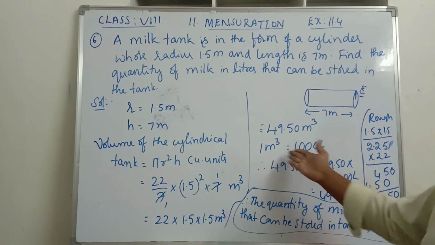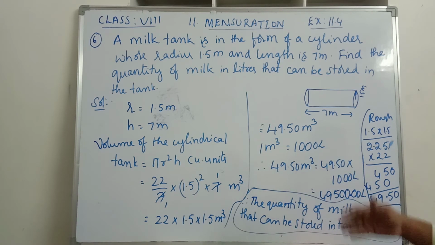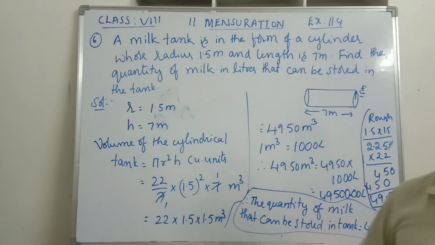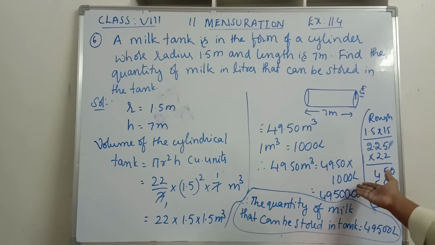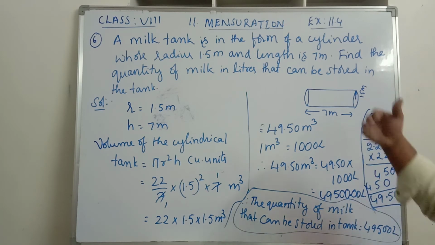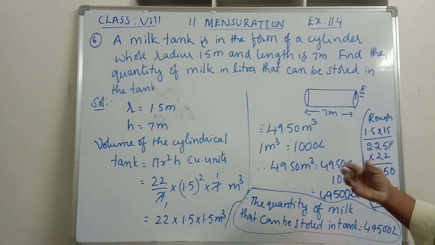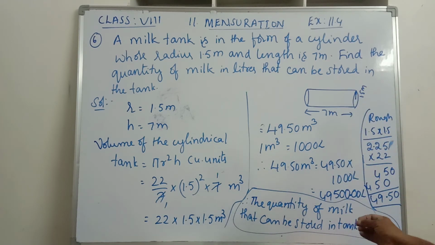We know 1 meter cube is equal to 1000 liters. Therefore, if you multiply the volume of the cylindrical tank with 1000 liters, you get 49,500 liters as the capacity of the tank. It means that 49,500 liters of milk can be stored in the tank. Is it clear, children?